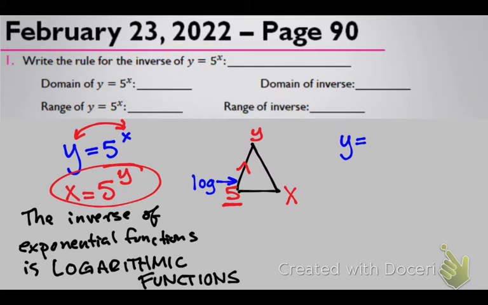And I know that I'm going all the way across. So, I know I'm solving for y. I have a log. And my first number, my base, is 5, because I'm reading the bottom side. And the second value I see, when I keep moving across the bottom of the triangle, is x. So the rule for the inverse of y equals 5 to the x is y equals log base 5 of x.